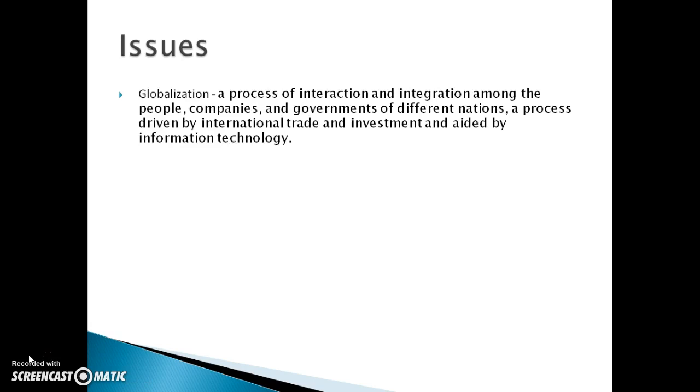All right, so there we go. Globalization, first and foremost, a process of interaction and integration among the people, companies, and governments of different nations. A process driven by international trade and investment and aided by information technology. Okay, well that doesn't sound so bad. Well, thank you, Globalization 101.